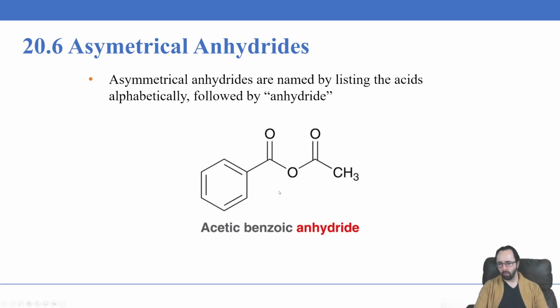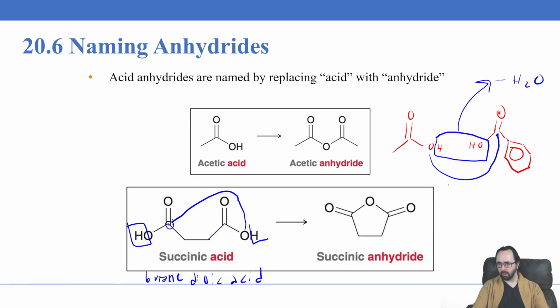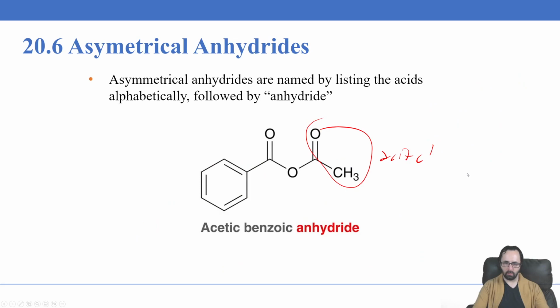So here, where this comes from is this part is called the acetic part, and I called it phenol here. What I meant was benzoic acid, the carboxylic acid directly attached to the benzene ring. So this was the benzoic acid part, and they reacted to make the anhydride, and so we call it acetic benzoic anhydride.